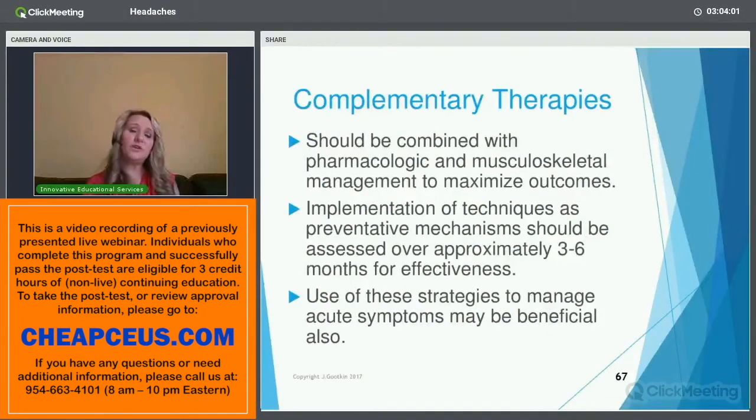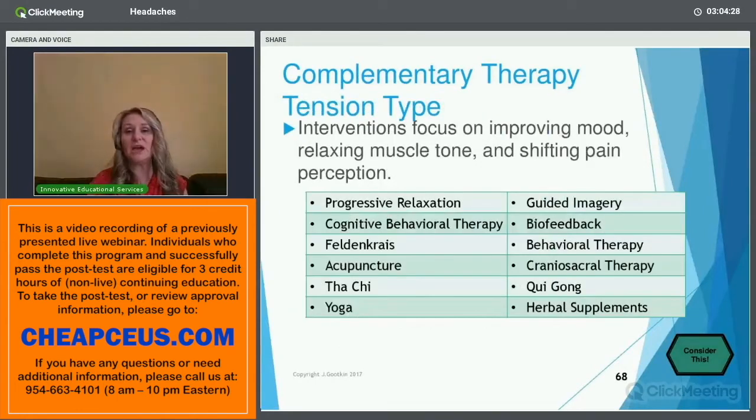That leads us to some other interventions that we may utilize beyond our traditional techniques involving complementary therapies. We're going to look at the effectiveness of these different types of interventions, which can be beneficial to manage not only the overexertion, but the stress for individuals with all different types of headaches. And in the research, they've looked at several different categories and types of complementary therapies and their benefit for different types of headaches.